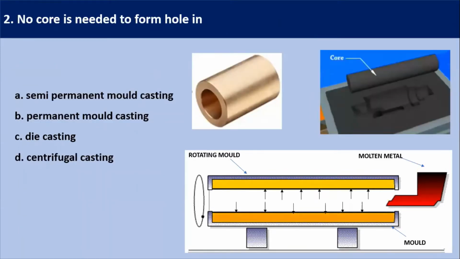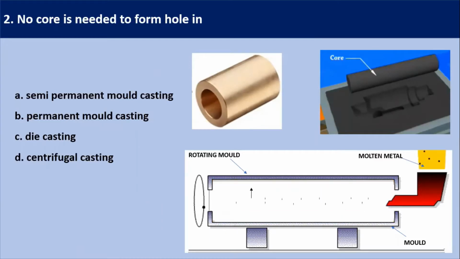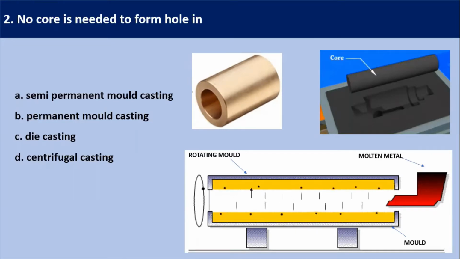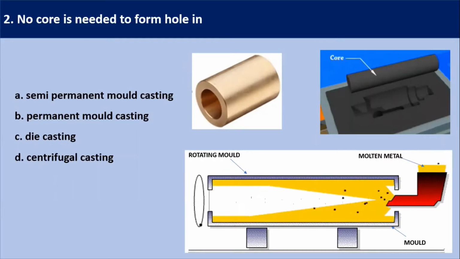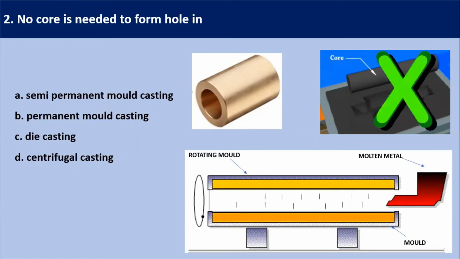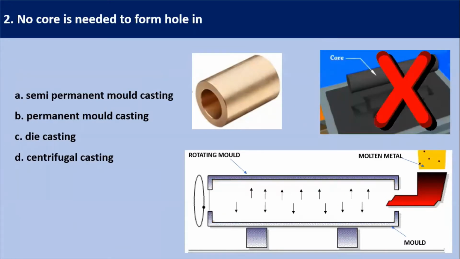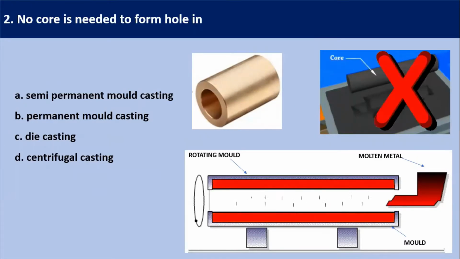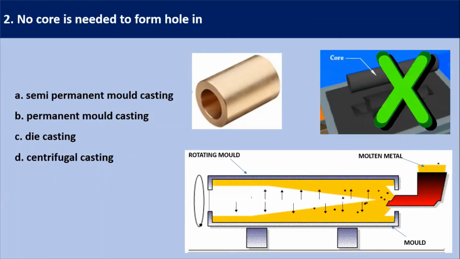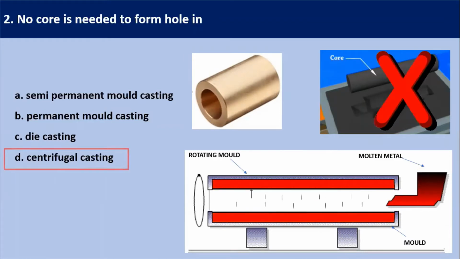Next question, no core is needed to form hole in. So here again in the centrifugal casting, no core has been used. In this process, the mold is rotated rapidly about its central axis as the metal is poured into it. Since the metal is always pushed outwards because of the centrifugal force, no core is needed for making concentric holes, and that's why our answer is D, centrifugal casting.